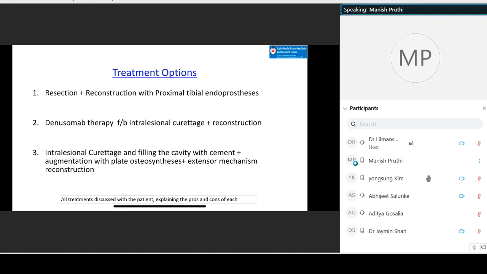So the option was either to resect this and put a prosthesis because the extensor mechanism was involved. There's almost a full condyle involved. Or to give initially denosumab and plan for a curettage. But we know that with giving denosumab, the recurrence rates are high because we are usually not able to do a complete curettage. Or we thought we'll straight away go with a curettage, something like an excision curettage, where we resect the complete anterior cortex and the tibial tuberosity and then try fixation with the cement and do something for an extensor mechanism reconstruction.